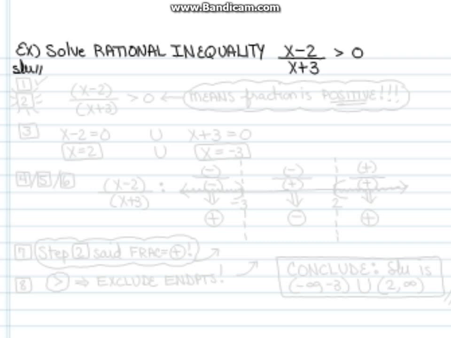Now we're going to solve some rational inequalities. A rational inequality has fractions in it, and instead of an equal sign like an equation, it has an inequality sign, either greater than or less than, or maybe greater than or equal to, or less than or equal to. In this case, we have (x minus 2) divided by (x plus 3) is greater than 0.